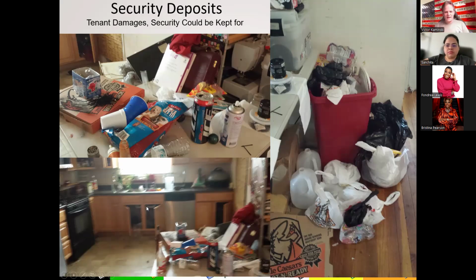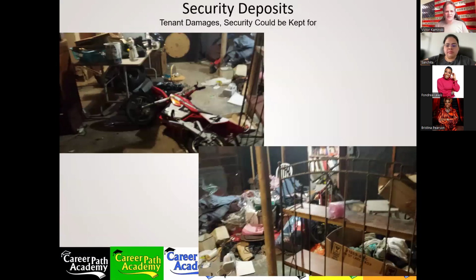The cabinets were messed up. You've got the brand new microwave and stove. The microwave was screwed up. The door for the refrigerator was screwed up. Sometimes people are just pigs. They're disgusting. And here's the garage. They're probably a stolen motorcycle.